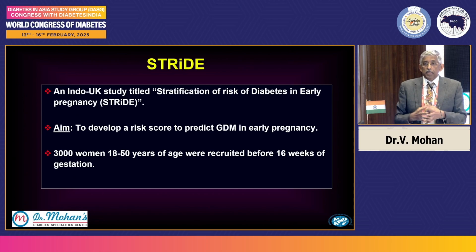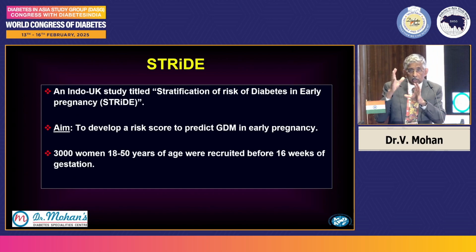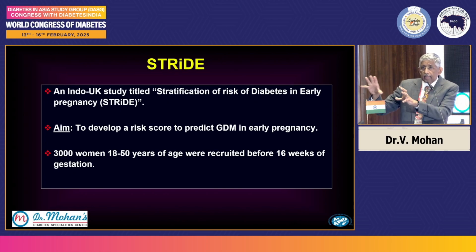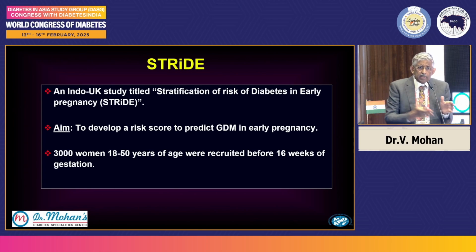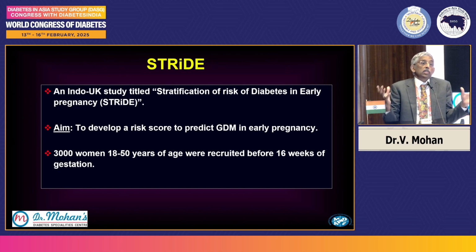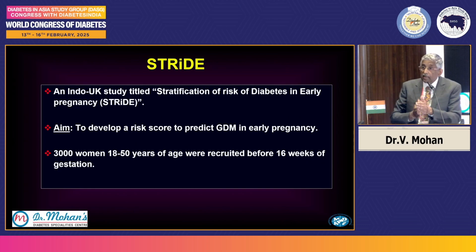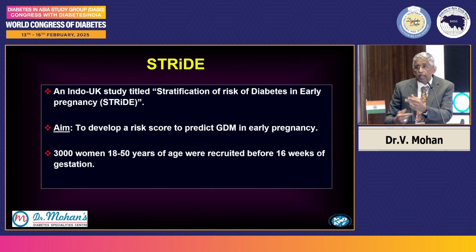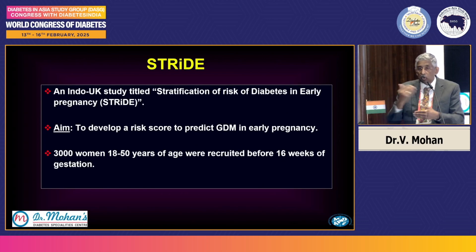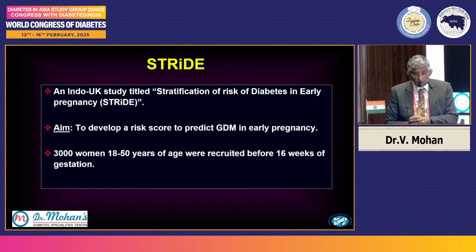Now, what is the aim of STRIDE? At that time we didn't bother much about early GDM, we didn't know much about that. So we said, okay, women are going to get diabetes in the second trimester. Why should we wait until then? Can we start looking at them in the first trimester and predict who is going to get it in the second trimester, rather than get a shock, oh, you got it in the second trimester? Can we look at their age or BMI or glucose or HbA1c or whatever, and say these are the women who will develop it? So that was the whole aim, to develop a risk score, and indeed we have developed a risk score to predict who will develop it as a part of STRIDE.